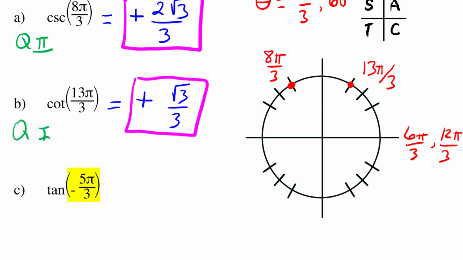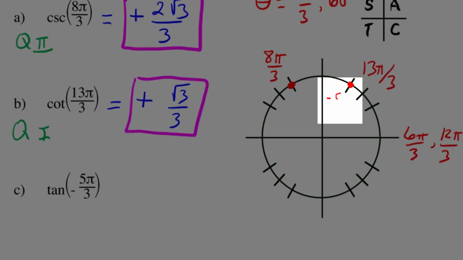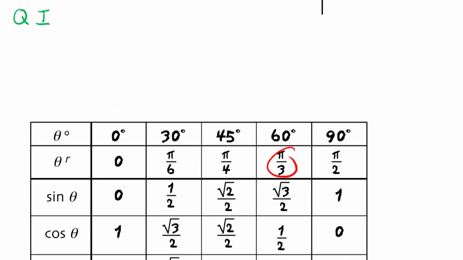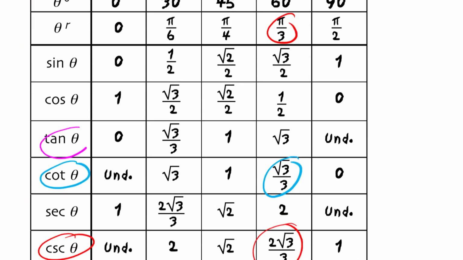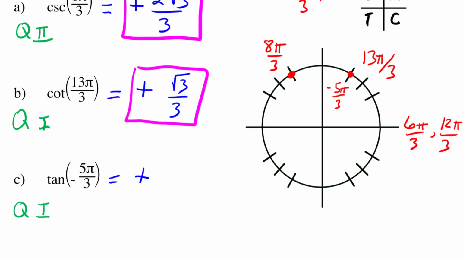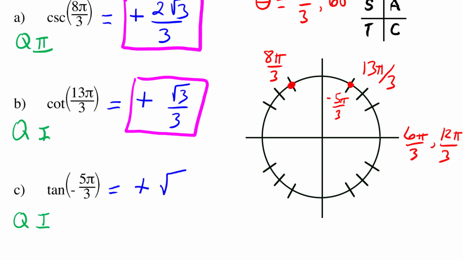Now let's take a look at negative 5 pi over 3 on the unit circle. Notice that's in quadrant 1. And of course, tangent is positive in quadrant 1. The value, though, at pi over 3 for tangent is square root of 3, or radical 3, and that's what we get for our answer, positive radical 3.